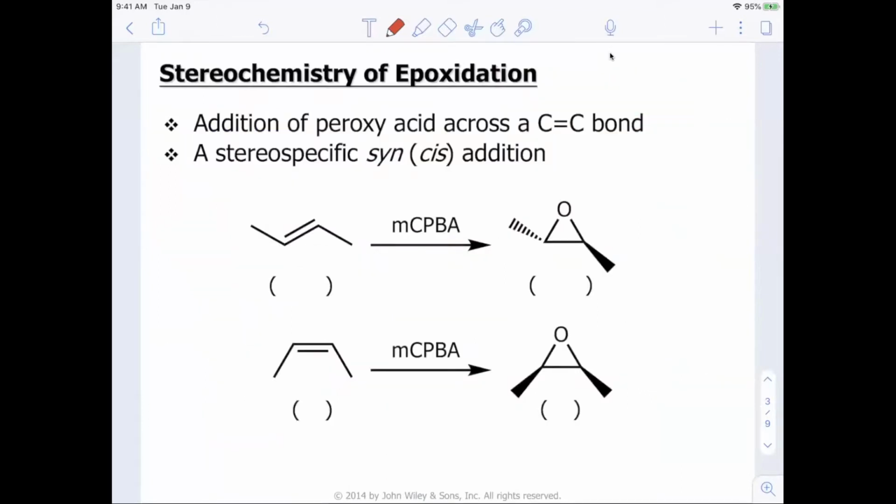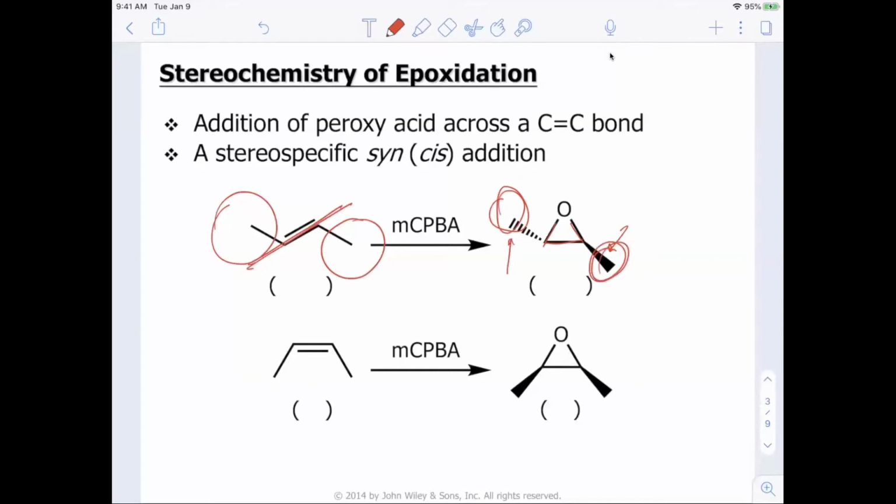Now, if we look at the stereochemistry that happens in an epoxide, if your alkene is trans, shown here, then we end up getting an epoxide where the groups are trans as well. So if we have an alkene where the big groups are on the opposite side of the double bond, we end up with an epoxide where the big groups are now one goes back, one comes forward.